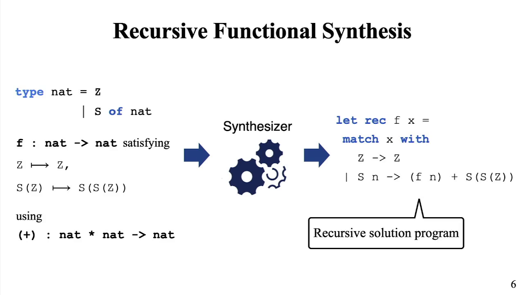In this example, the given data type and a library are natural numbers and the addition operator over natural numbers, and the solution function doubles a given natural number. I will use this example problem throughout this talk.